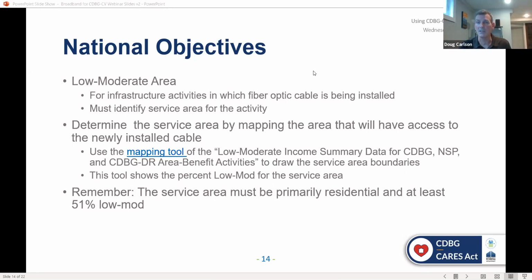Co-ops are used in many ways, not just for this type of activity, but certainly for other types of utilities like electricity. They're used quite often.